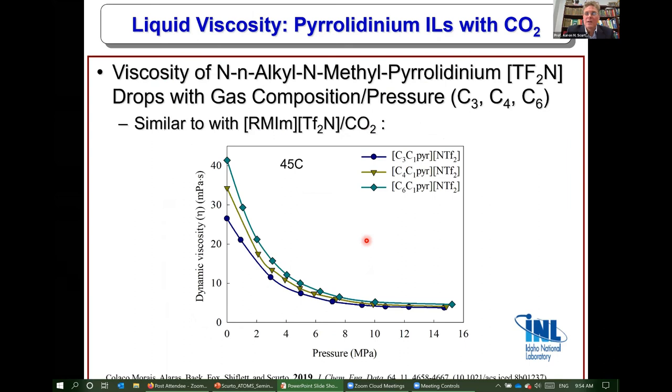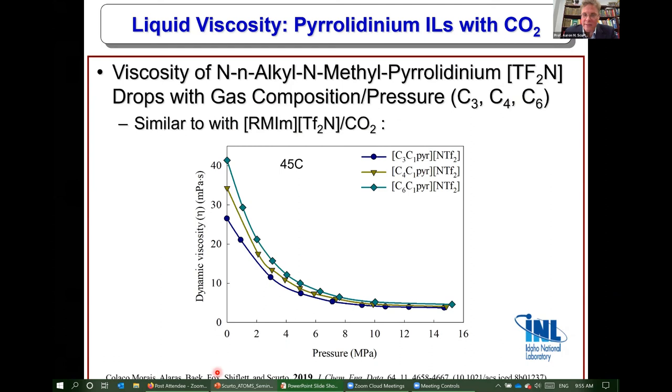We've also recently looked at this in terms of other ionic liquid types, pyrrolidinium ionic liquid types, looking at C3, C4, C6 methyl type systems. And again, we see a large decrease in the viscosity with pressure. And again, it's according to the composition. And so very similar effects between HMIM or any of the alkyl methylimidazolium types, TF2N and CO2, or these pyrrolidinium types. And this was in collaboration with Donna Baek and Bob Fox at the Idaho National Lab.